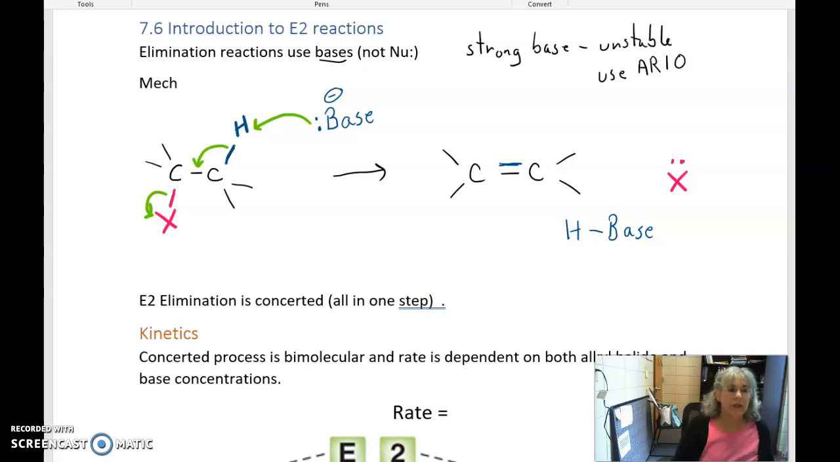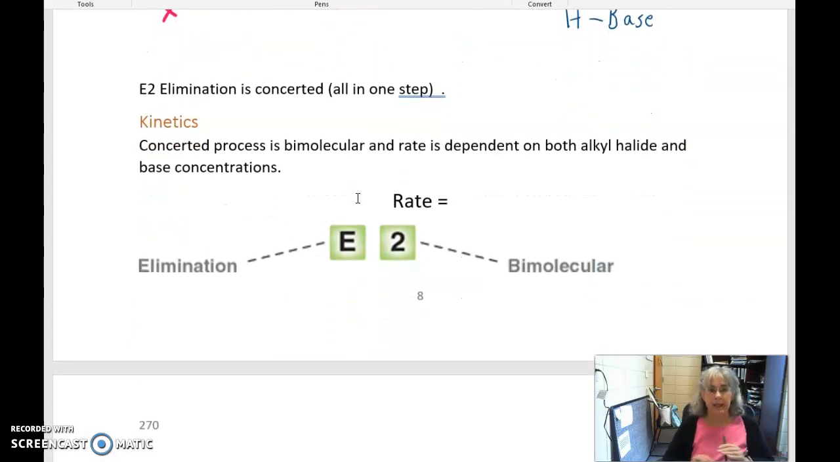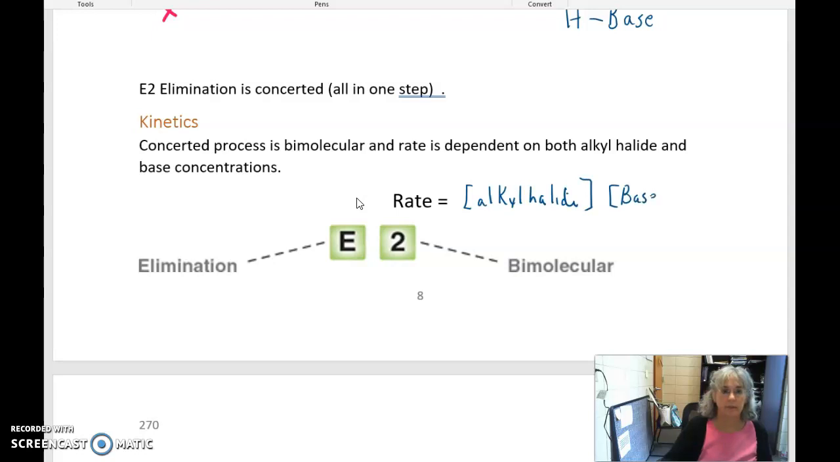E2 elimination is concerted. It occurs all in one step. So all of this happens at one time in a kind of a cascade. It's bimolecular, and its rate is dependent both on the alkyl halide concentration and on the base concentration. I'm sorry, I forgot to put the k in the front. There we go. That's the kinetics.